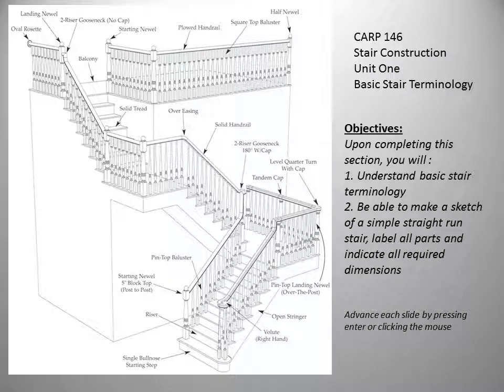Carpentry 146, Stair Construction, Unit 1, Basic Stair Terminology. Upon completing this section, you will understand basic stair terminology and be able to make a sketch of a simple straight-run stair. You will be able to label all parts and indicate all required dimensions.